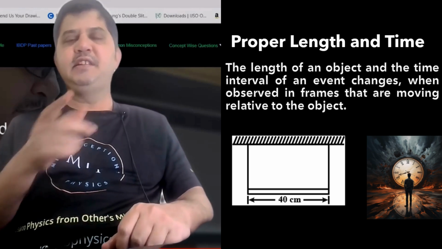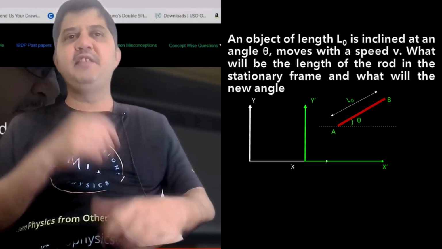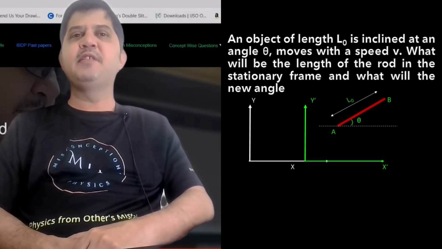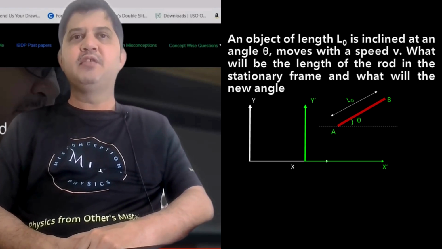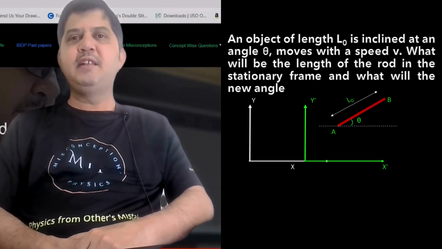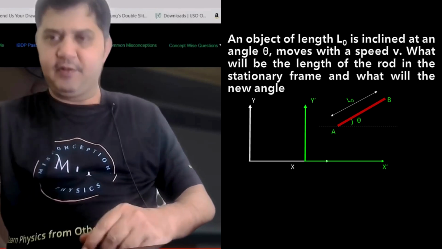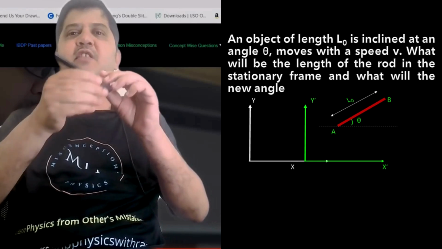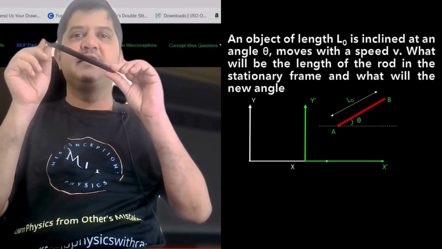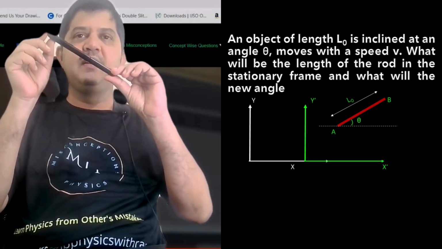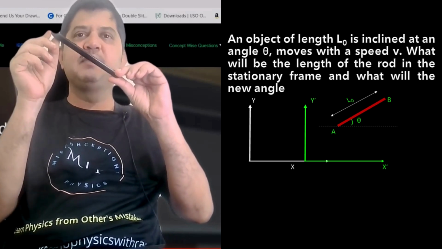As you see, I have shared my screen here. The first problem is about length contraction. I'll read the problem. An object of length L0 is inclined at an angle theta, moving with a speed v. So it is something like this. You have an object of length L0, a pen for example, or a rod, whose length is L0, and this is moving with the speed v.